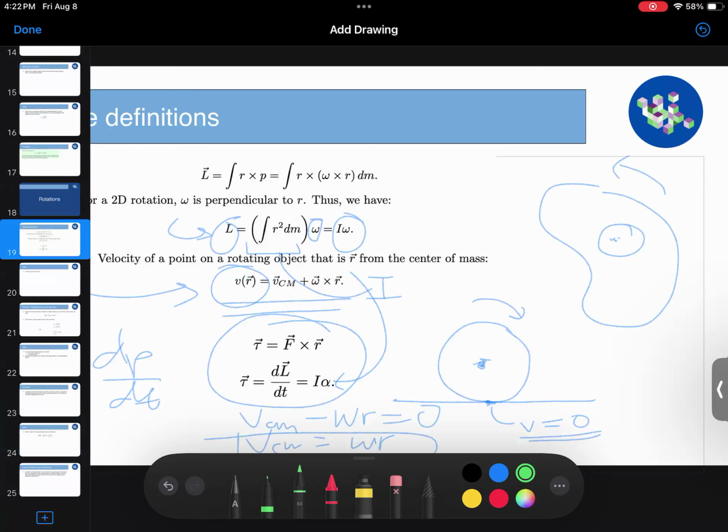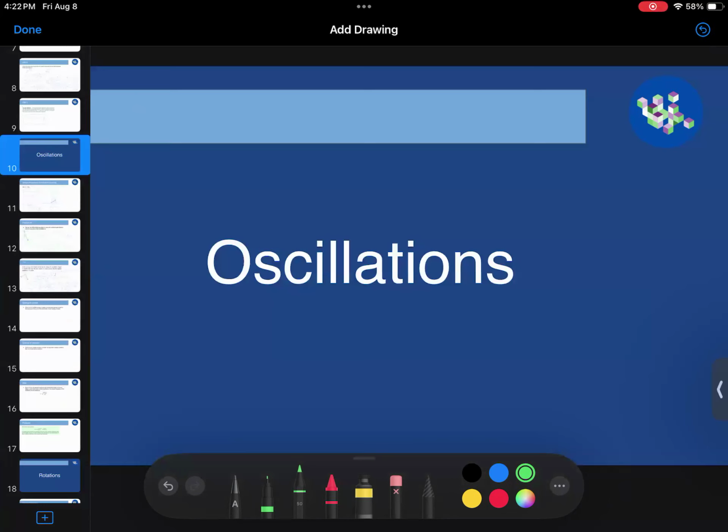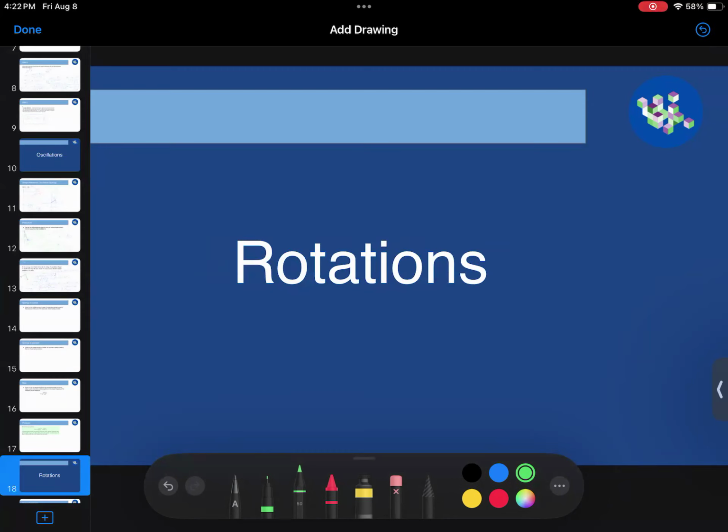So basically today we talked about oscillations, we talked about rotations. Next week we'll be talking more about rotations, and then we'll also talk about gravitation, like Kepler's law, the elliptical, hyperbolic, and circular orbits, stuff like that.